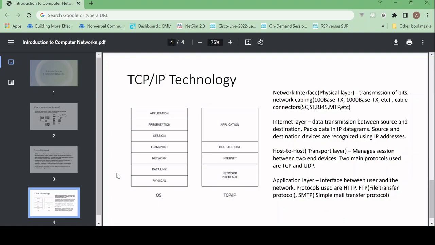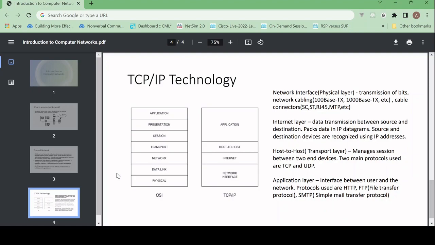Okay. And the last layer is the application layer. The application layer is the interface between the user and the network. Okay. So if the user wants to make use of any network application, they use it through the application layer. For example, we have protocols like HTTP running over it. HTTP is used by our web browser. If we want to search for anything, we use the HTTP protocol, which runs over the browser.